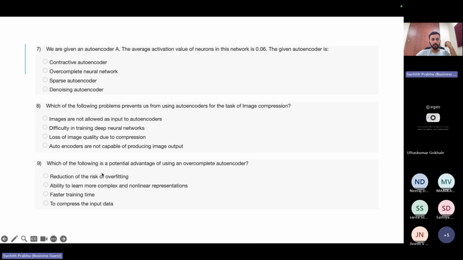So which of the following is a potential advantage of using an overcomplete autoencoder? Reduction of risk of overfitting, ability to learn more complex and nonlinear representation, faster training to compress the input data. So overcomplete means the number of activations in the hidden representation is more than the input. So what should be the correct answer to this question?